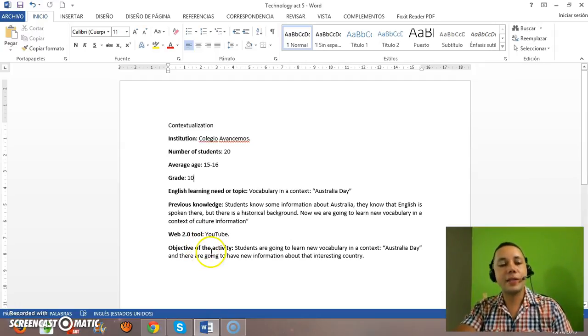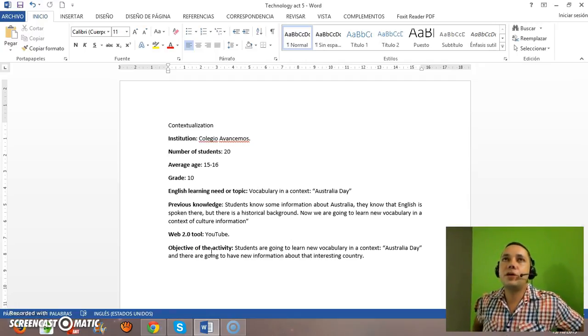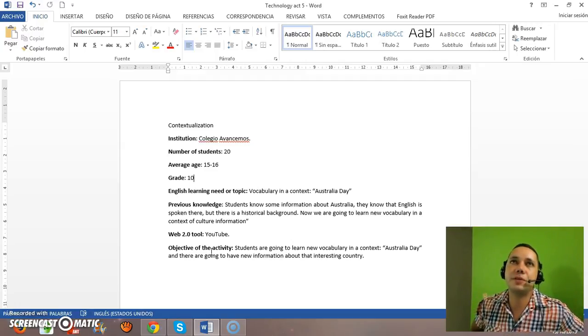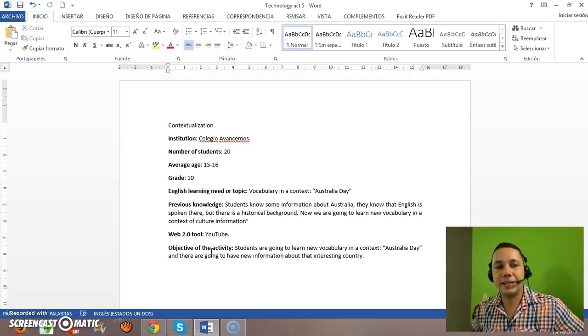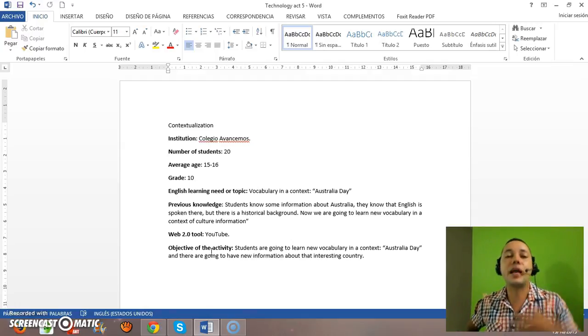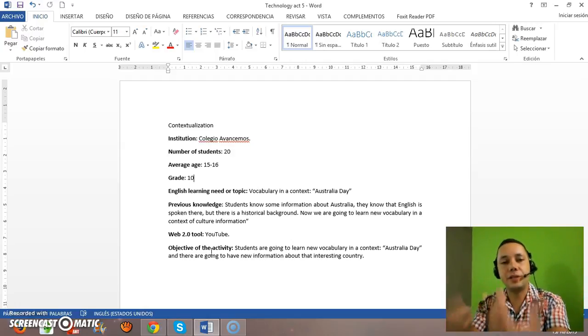And the objective of this activity, as I said before, is for the students to learn new vocabulary in a context, but on the other hand, I want them to know about a new culture, especially when you are learning a new language, because language is a manifestation of culture. So if you are learning English, it's really useful, in my opinion, to learn about new cultures and new places. So that is what I am doing with this. So I will present my class now.